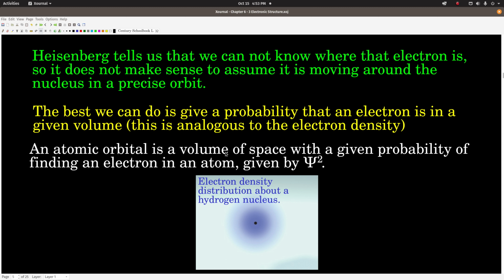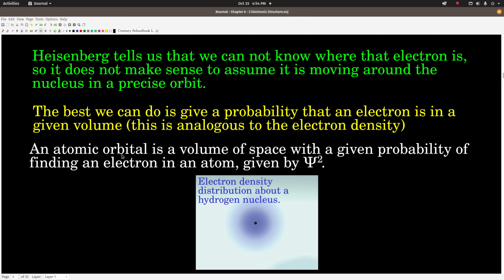Now, an orbital, or an atomic orbital, okay, here's a definition. This is an important definition, you guys. An atomic orbital, or any orbital, is a volume of space with a given probability of finding an electron in an atom. And that orbital is given by psi squared, the wave function from Schrodinger's equation. You're never going to have to calculate that, okay? But I'm going to show you. But this is where all the stuff we're about to talk about comes from, okay?